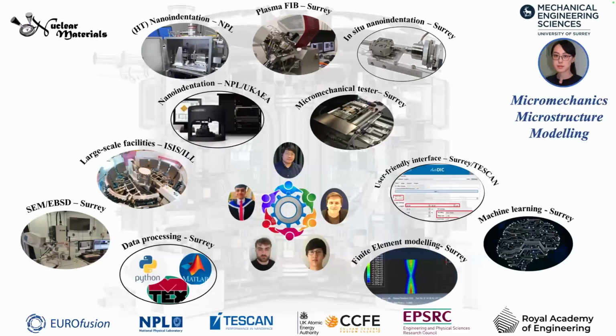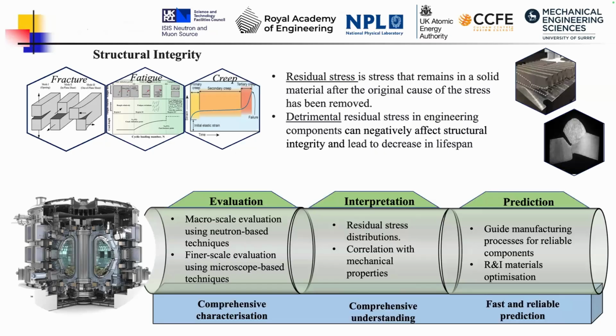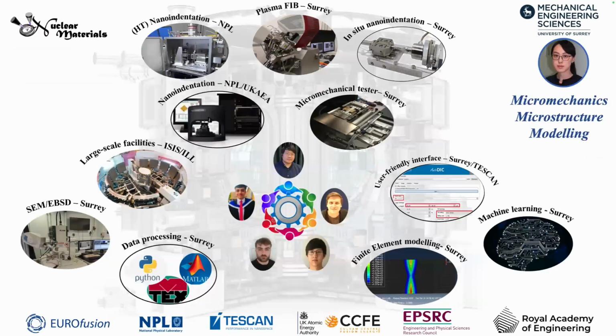The previous slide showed a linear approach we have been taking to tackle the challenges of residual stress. If we reshuffle the methodologies, evaluation and modeling, this is another way we can build our triangle in my research group, focused on micromechanics, microstructure, and modeling. On the left-hand side is the characterization capability in collaboration with large-scale facilities, such as the ISIS beamline, but also other neutron-based beamlines across the world.